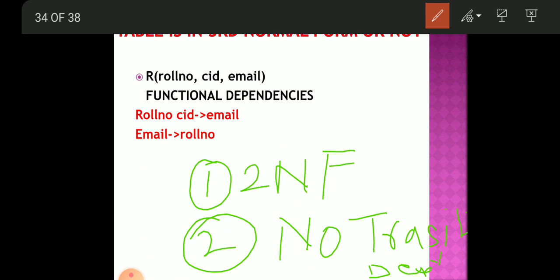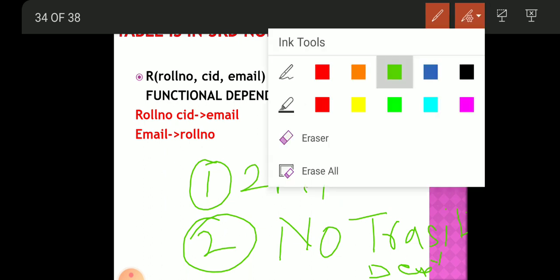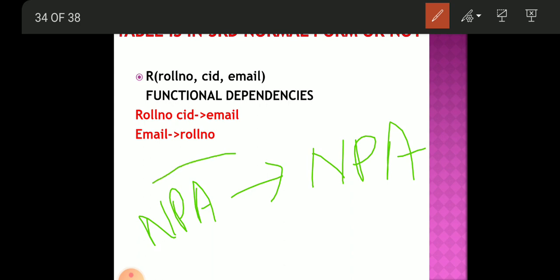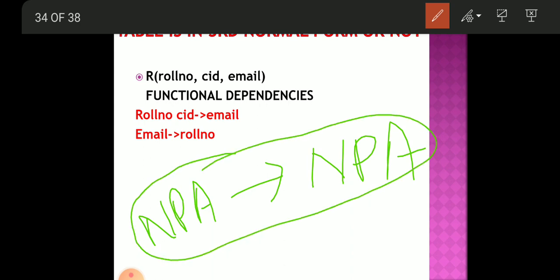First of all, we have to understand what transitive dependency is. Simply, if a non-prime attribute is derived from another non-prime attribute, this functional dependency is a transitive dependency. And if a transitive dependency exists in any of the functional dependencies, then the given relation is not in third normal form. Okay, let's check for this question.